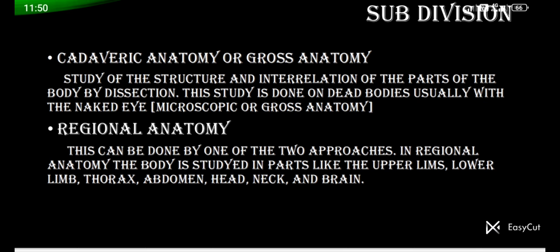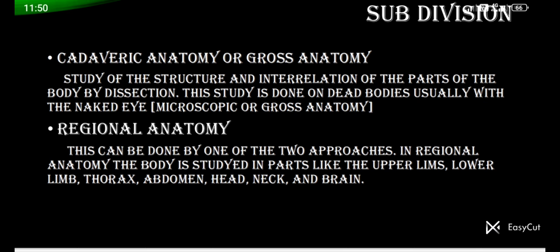The first one is cadaveric anatomy. Cadaveric anatomy is also called gross anatomy. Gross anatomy means without using a microscope. In this, we are not using what? Microscope. So we are going to dissect the cadaver, that is, the dead body. That is, cadaveric anatomy means we are going to study the structure of the human body by dissecting the cadaver.